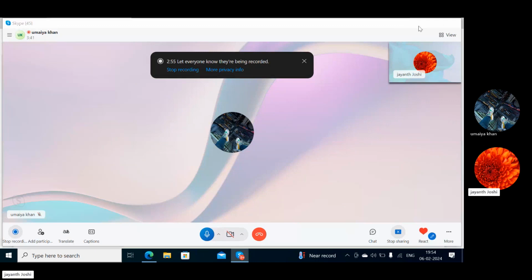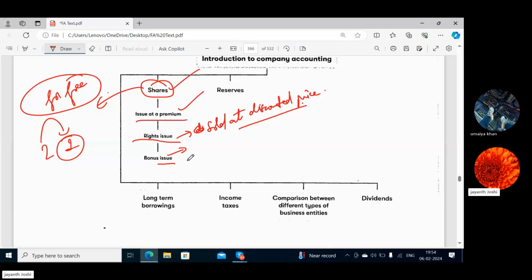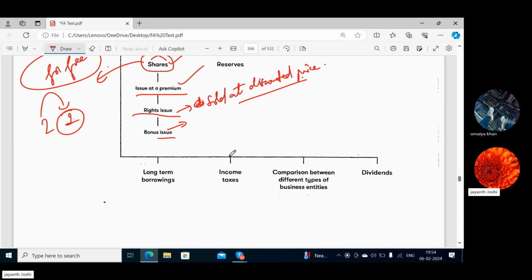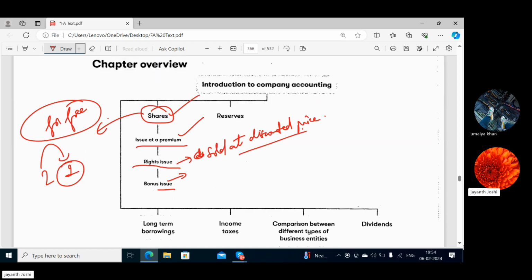Okay. So bonus issue, that means the shares are issued to the existing shareholders of the company, but it is for free. There is zero cost for this. It's given freely to the existing shareholders. Now then we will be coming into this subject.